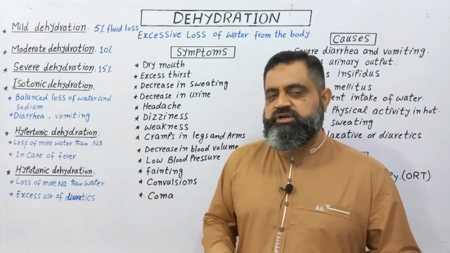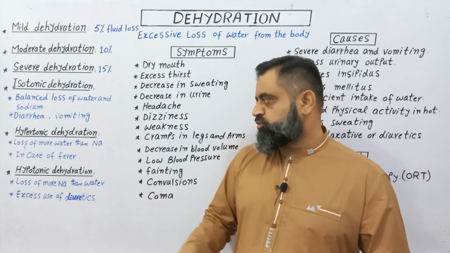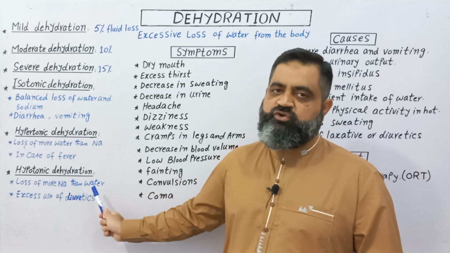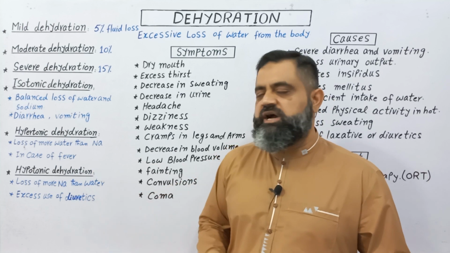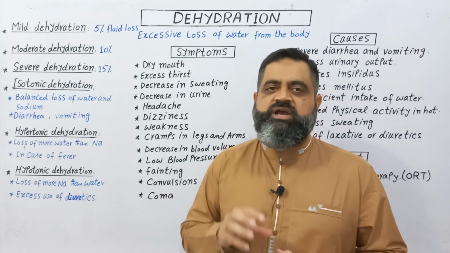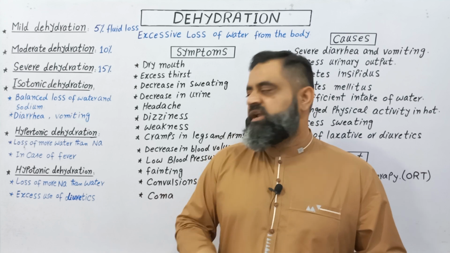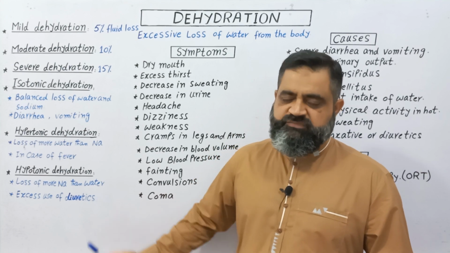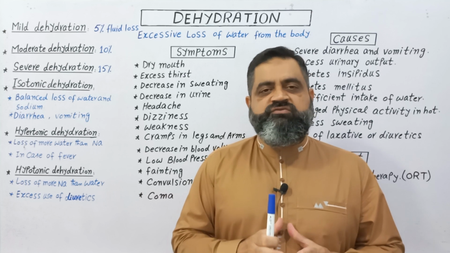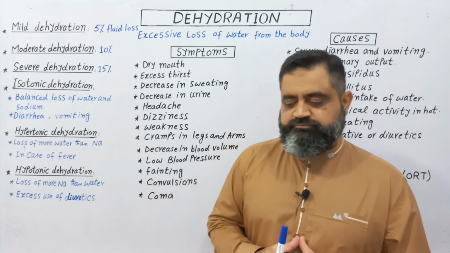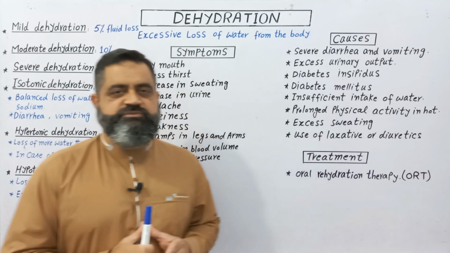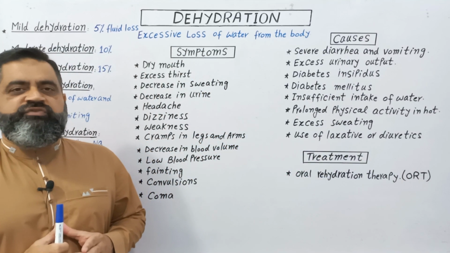The last type of dehydration is hypotonic dehydration. During the hypotonic condition, there is more loss of electrolytes, especially sodium, than water. This condition is known as hypotonic dehydration. This condition usually arises due to excessive intake of diuretic medicines, which are usually taken by patients who suffer from high blood pressure.